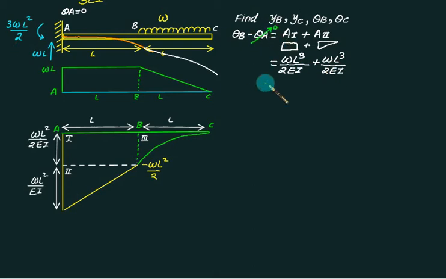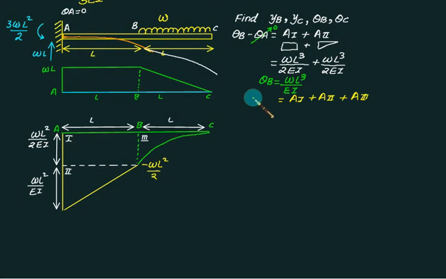Is 0. So we have the value of theta B equal to WL cube divided by EI. Second, if you want to find the slope at C, again we should take the slope at A, because the slope at A is equal to 0. This time, we have area A1 plus area A2 plus area A3.